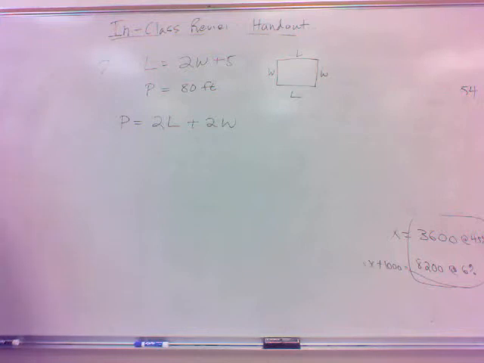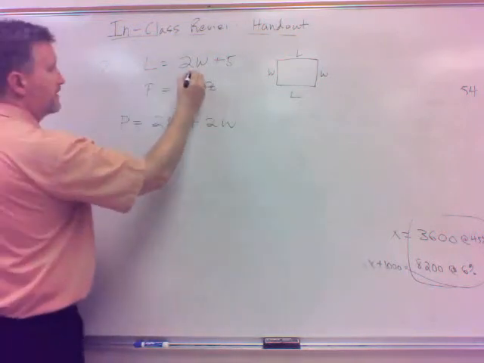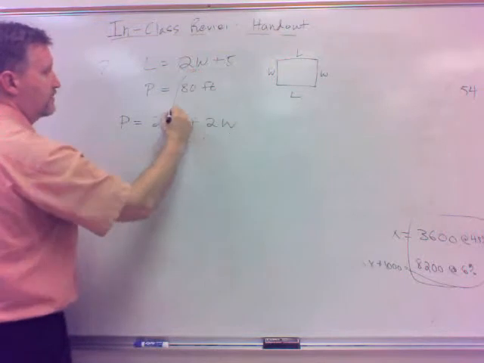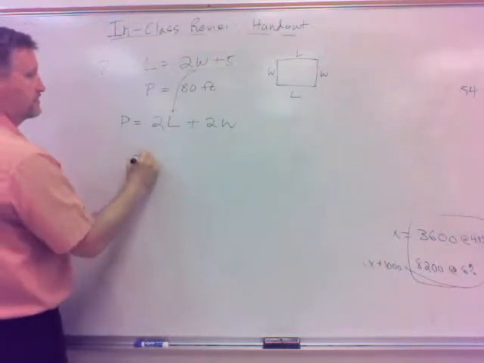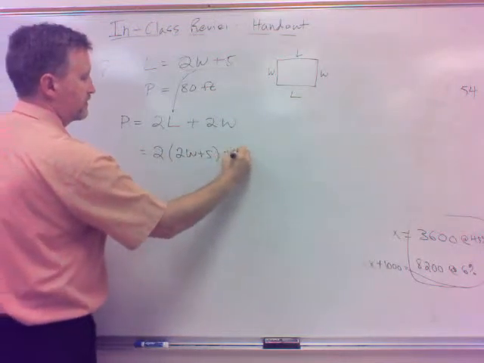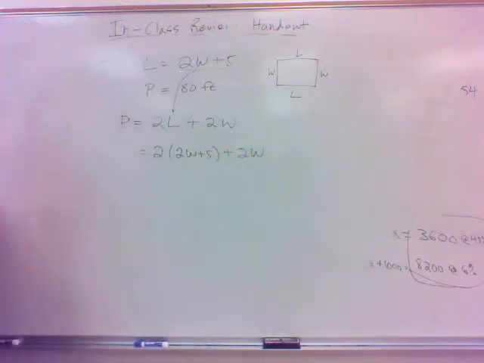All right, well, this is kind of like a substitution, isn't it? I know the L is 2W plus 5, so can't that go in place of L? 2 times the 2W plus 5, plus in the other 2W, and then we know the perimeter is 80. So that's our formula right there: 2 times (2W plus 5) plus 2W, 80 equals that.